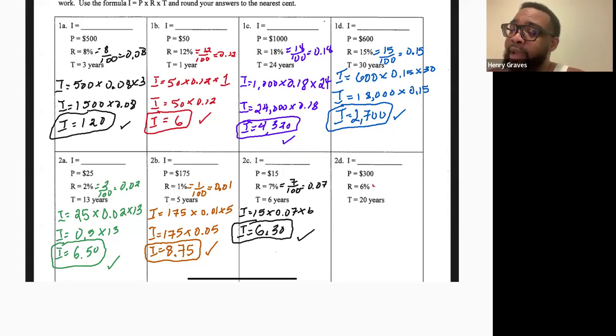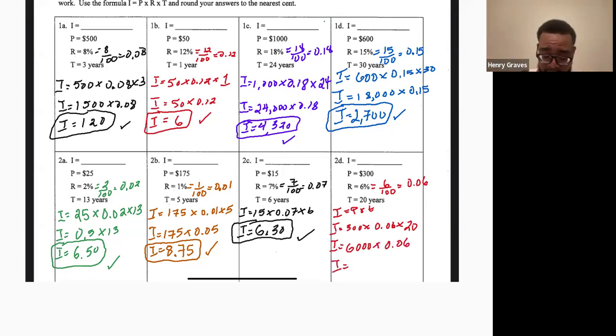All right, the last one on this page, I'm going to do 6 divided by 100. It's going to be 0.06. Again, my formula is PRT, right? So that means I'm going to be multiplying the principal of $300 times the rate of 0.06 times 20. So 300 times 20 is going to be 6,000 times 0.06. I think it's going to end up paying $360, let's say.